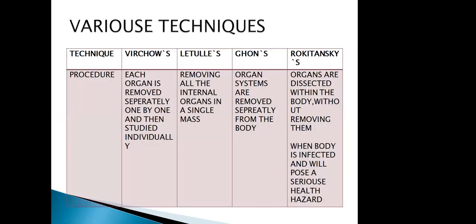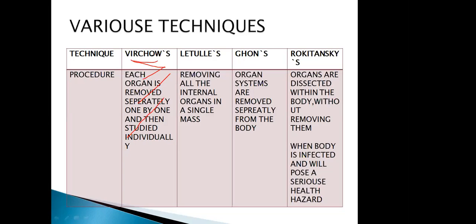Then various techniques to remove the organs from the body. Once these incisions are over, we should take the organs from the body for dissection. What are the different techniques? First is Virchow's technique. Here each organ is removed separately, one by one, and then studied individually. First we take the kidney, then the liver, and then the respiratory organs. This is called Virchow's technique.